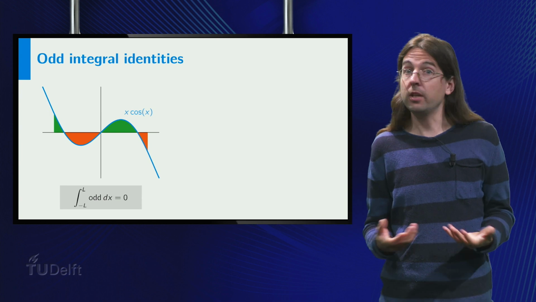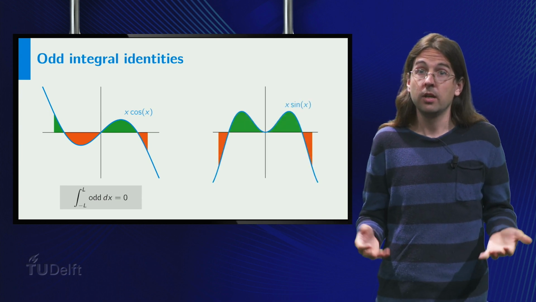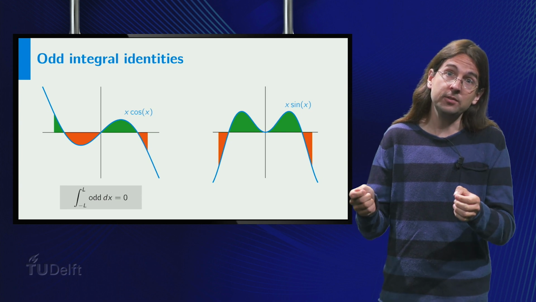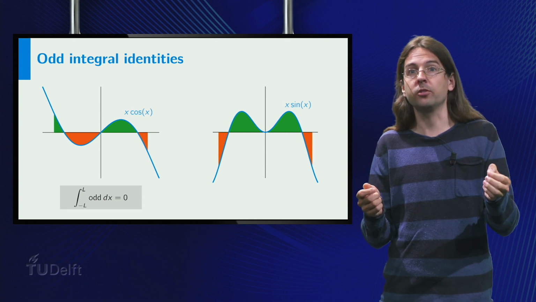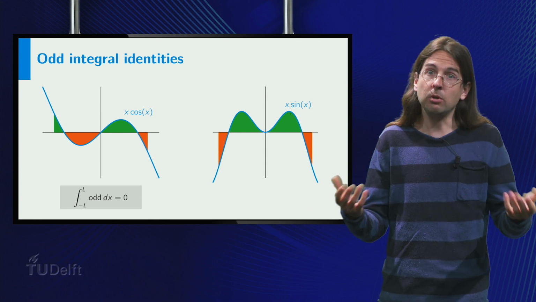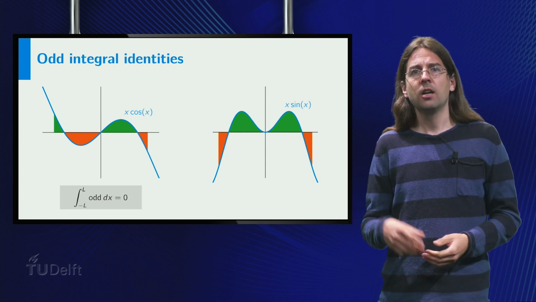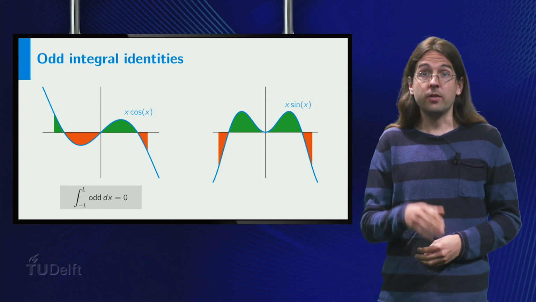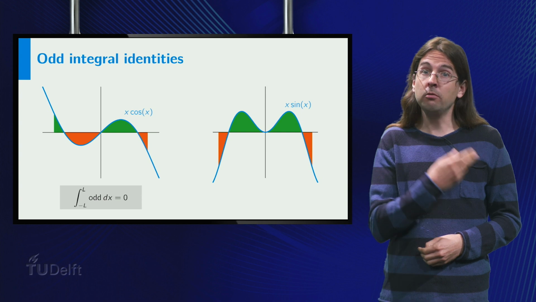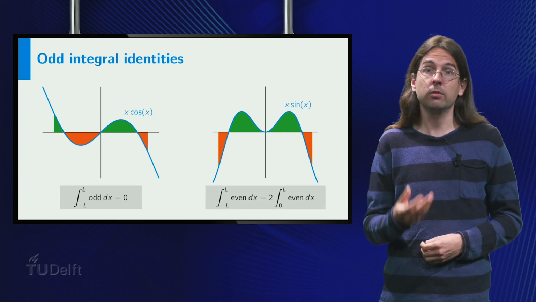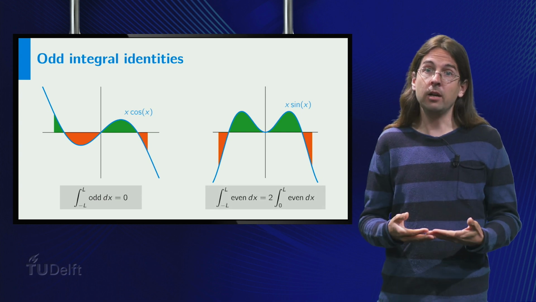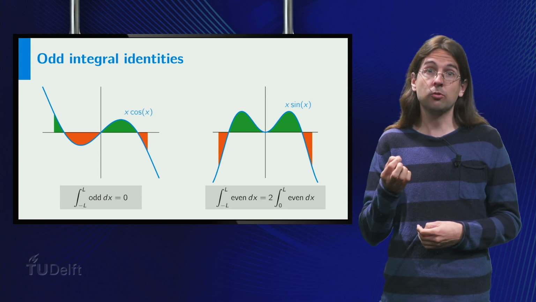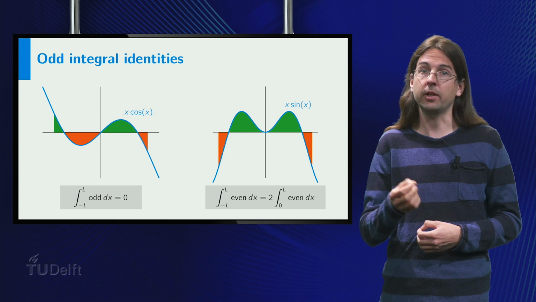So what happens with the integral of an even function? Take x times sine of x. Then the positive parts on the left of the integral are exactly equal to the positive parts on the right. And likewise for the negative parts. But this means they don't cancel, but add up. As the integral on the left equals the integral on the right, we see that the total integral is twice this. Written out, this means that the integral from -L to L of an even function equals twice the integral from 0 to L of that same function.